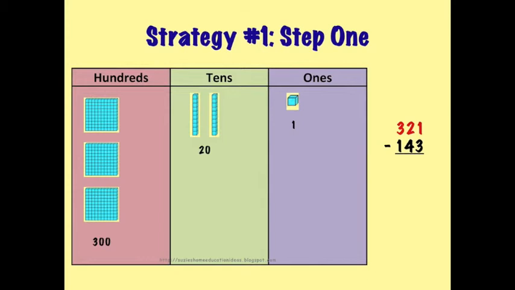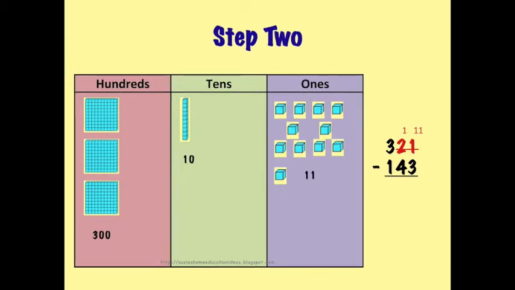Recognize that there are not enough ones to be able to take away 3 ones, so therefore, we're going to have to trade 1 ten for 10 ones so we can take away 3 ones. For step 2, I have traded my 1 ten for 10 ones, and I am now left with 11 ones in the ones place on my place value chart.